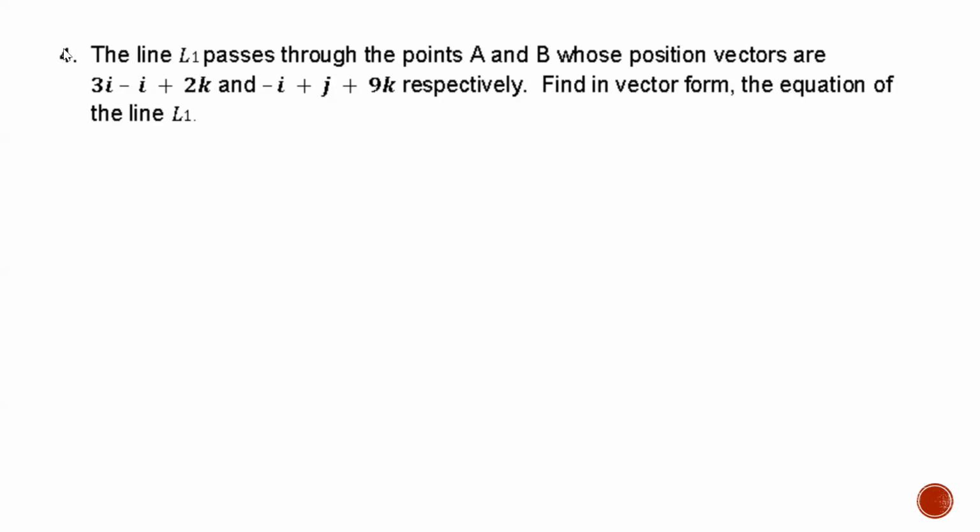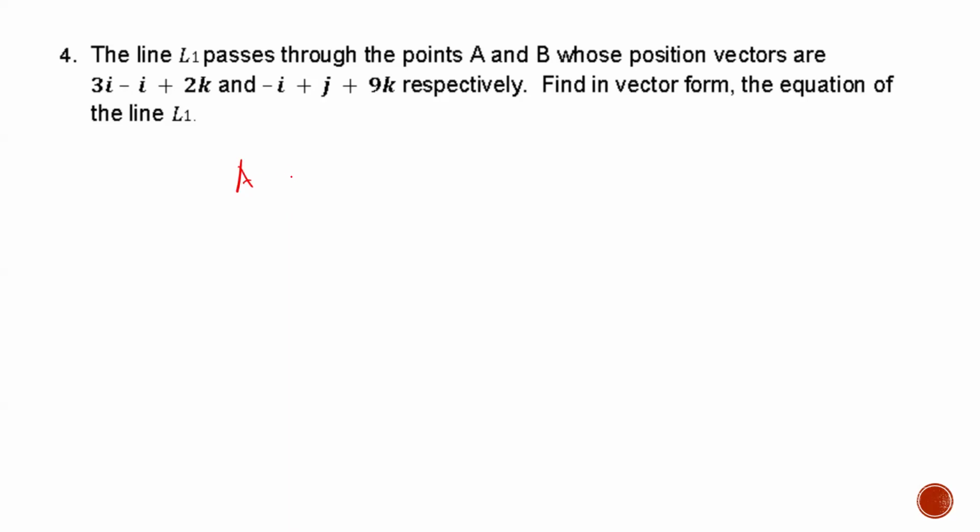Okay, thank you, Wanga. Yeah, so morning guys. I'm going to take you through question 4. The question says the line L1 passes through the points A and B, whose position vectors are 3i minus j plus 2k and minus i plus j plus 9k respectively. Find in vector form the equation of the line. So you have those two points, A and B.